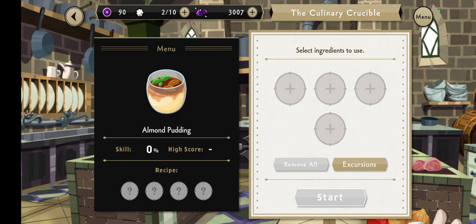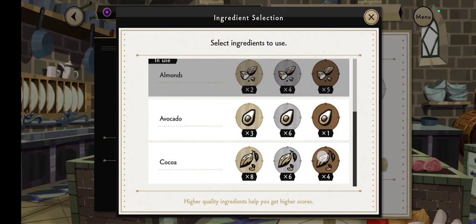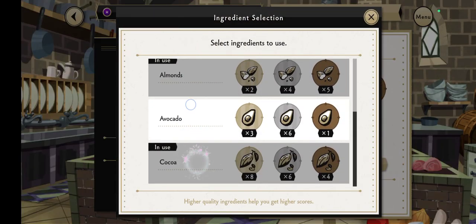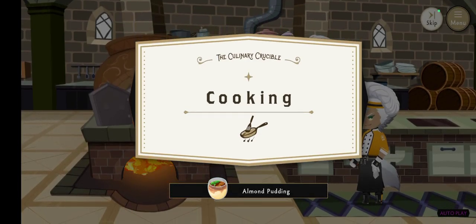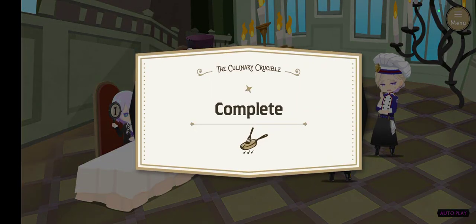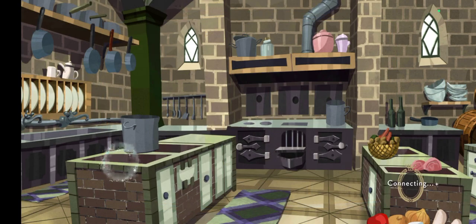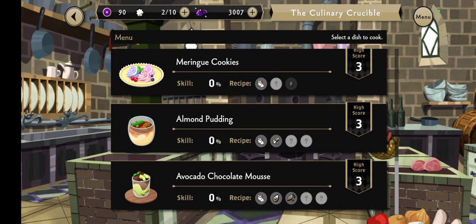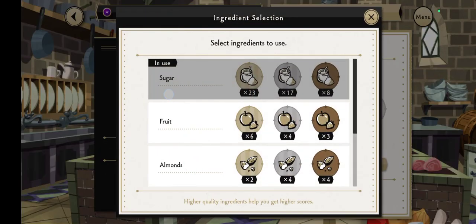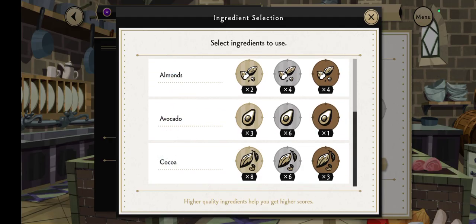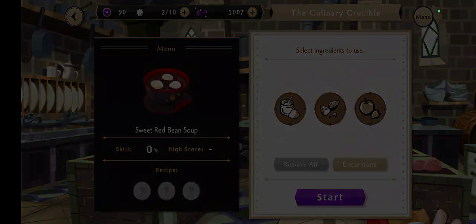Okay, almond pudding, so that's sugar, almonds. Might use cocoa because it's not part of it. And let's try fruit. I don't know. Let's try this. Sugar. Almonds. There's probably one for beans, but we'll just do this for the sake of it.